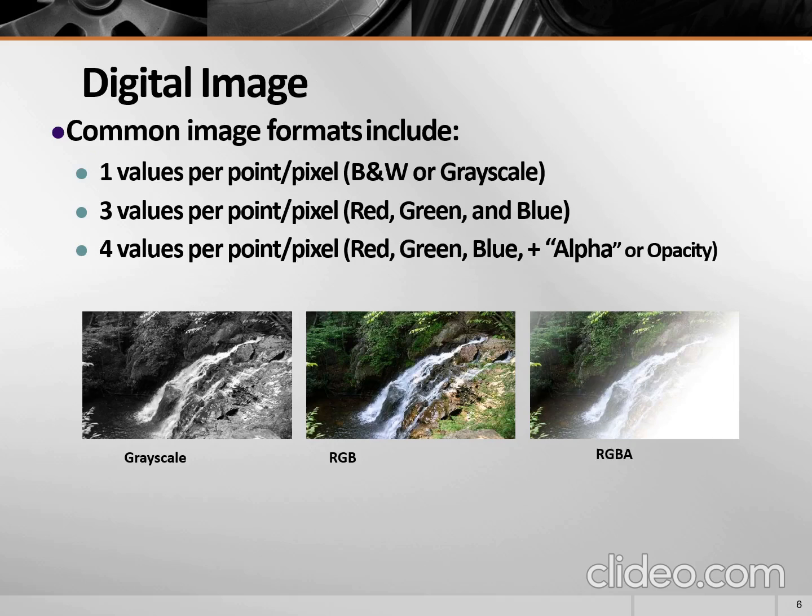A digital image can be represented in a variety of formats. The common formats are black and white or grayscale, which uses one value per point or pixel. Another format is RGB format. Here we have to use three values per point or pixel.